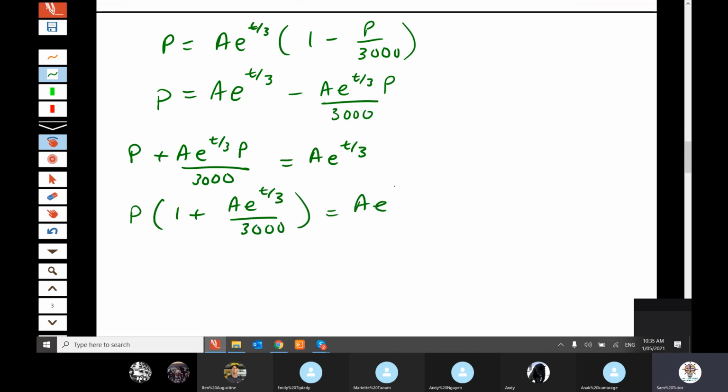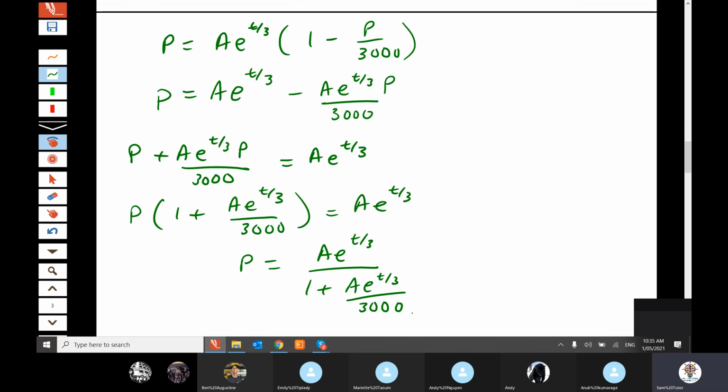Equals this thing and divide. So P equals A e to the t over 3 on 1 plus A e to the t over 3 on 3000. We're super close, but logistic curves are meant to be negative t over 3, not positive t over 3.